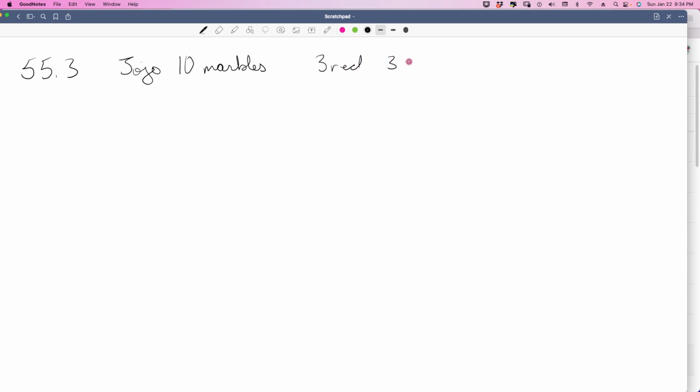and 3 of them are blue and 4 of them are green, how many distinguishable permutations can he form? So we write it out. We have 10 total. We have 3 of one, 3 of another, and 4 of the final.